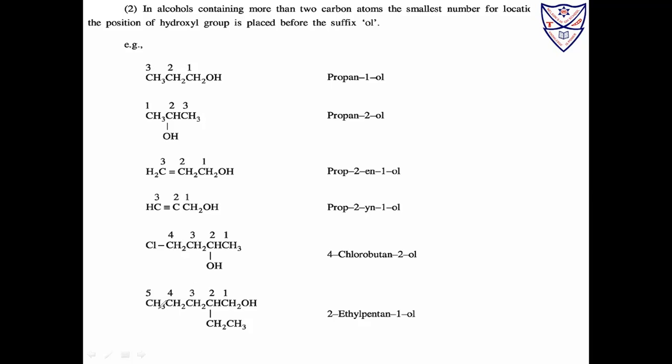And what about here? How many carbons are there? 5 carbons are there. And in the second carbon, the ethyl group is there. And of course, alcohol is there. So the name is 2-ethylpent-1-ol. Okay.